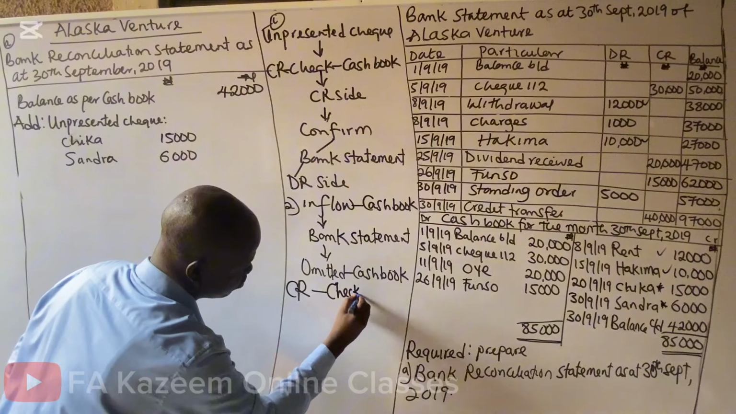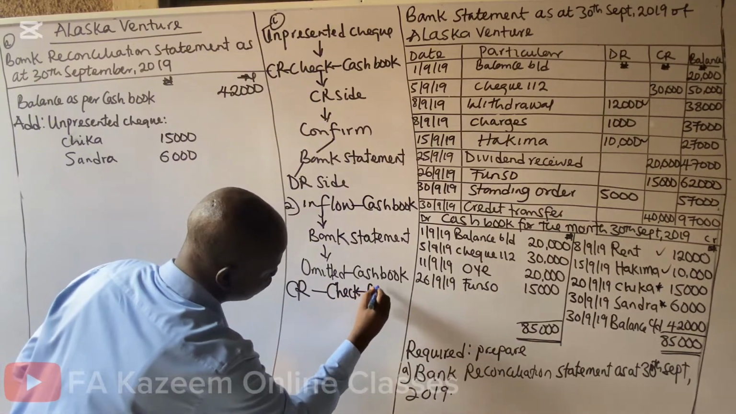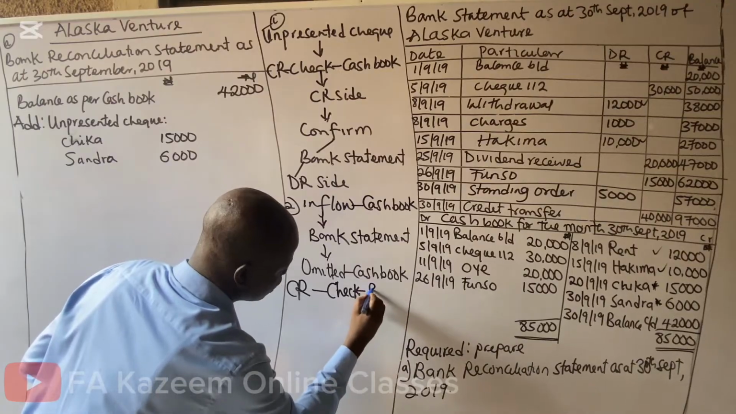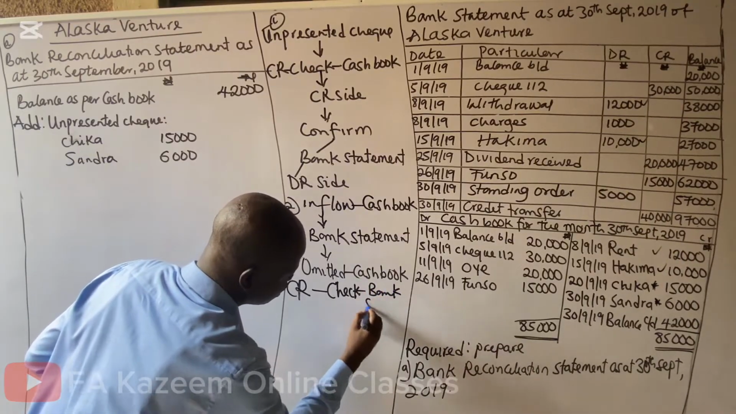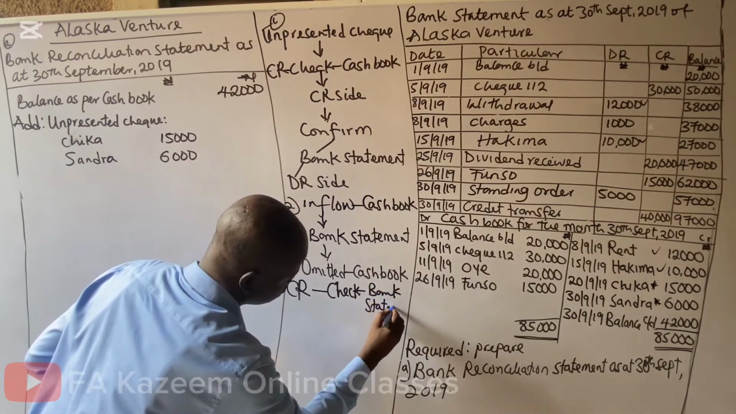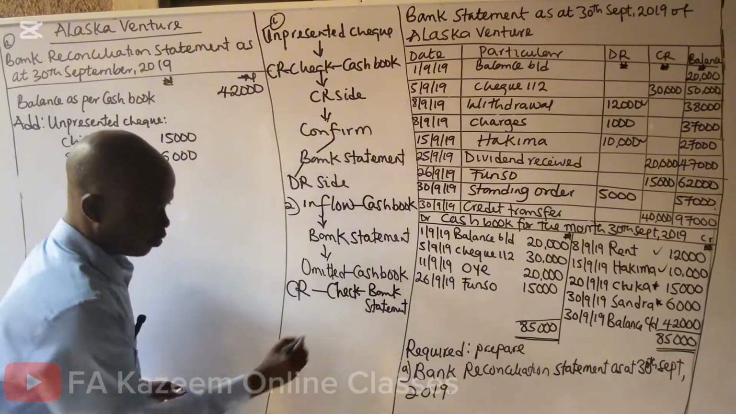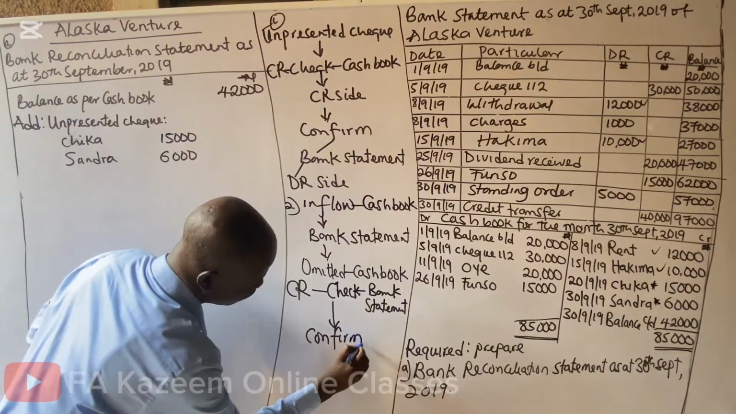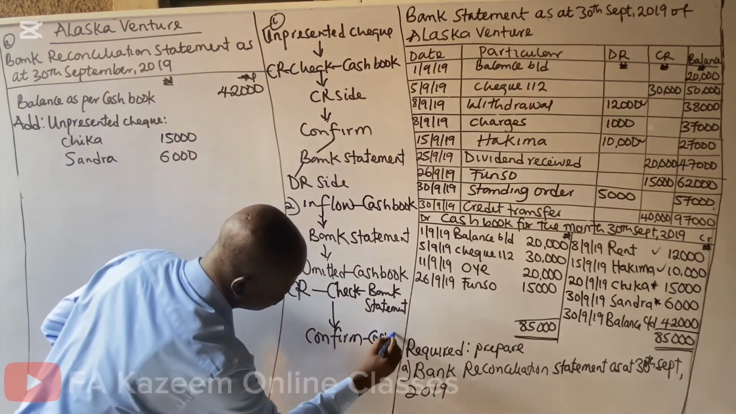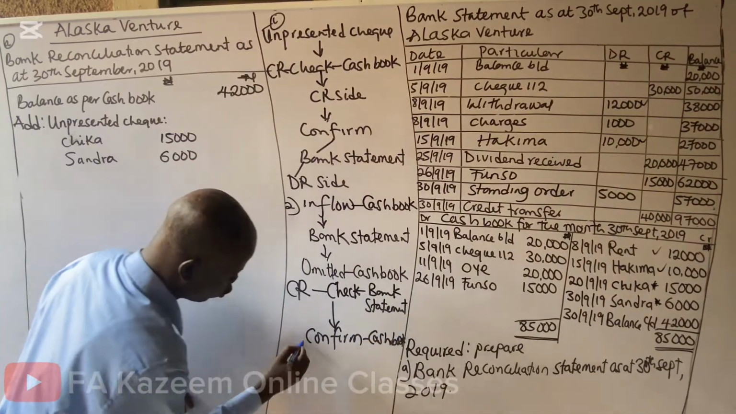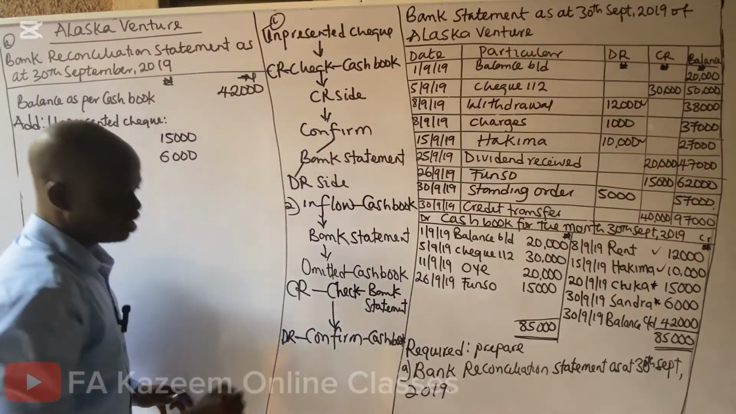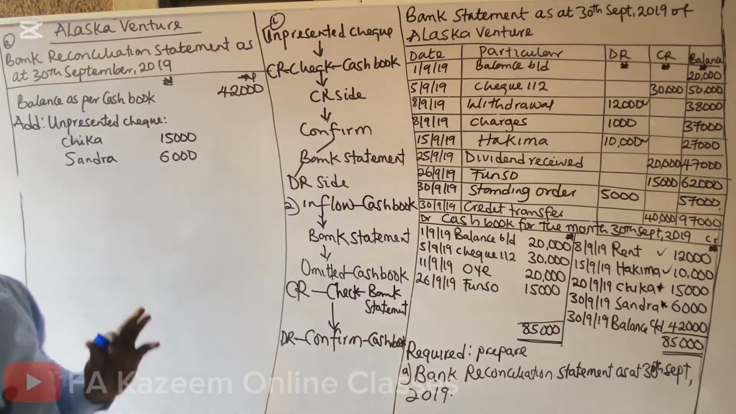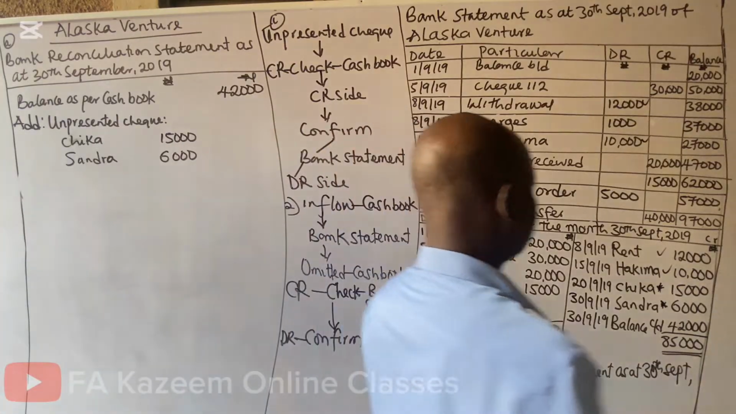We'll check all the credit side of the bank statement. And where do we confirm it? We'll confirm it in the cash book, debit side. If we cannot find it, if it is found omitted, we'll add it. Let's start one by one.